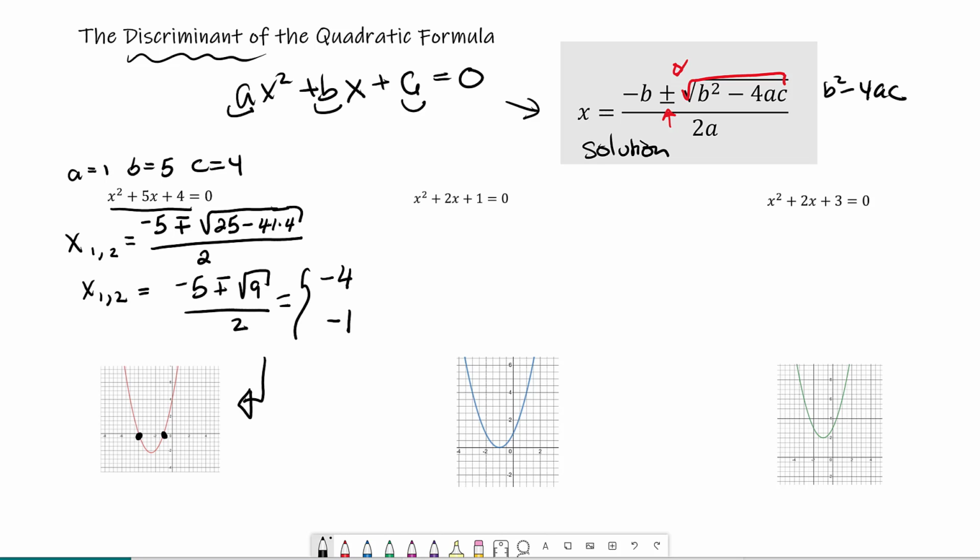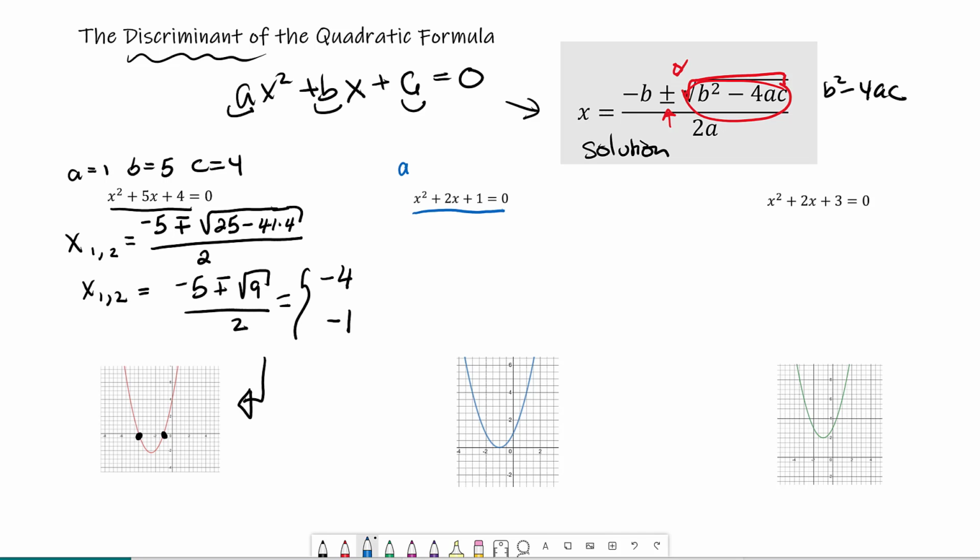And you can see that when we have 2 solutions, this parabola that is given by the quadratic function intersects the axis in 2 places. So this was the case where the value of the expression inside our quadratic formula, here inside the root, was positive. Okay? Now what happens in this second example, x squared plus 2x plus 1 equals 0.